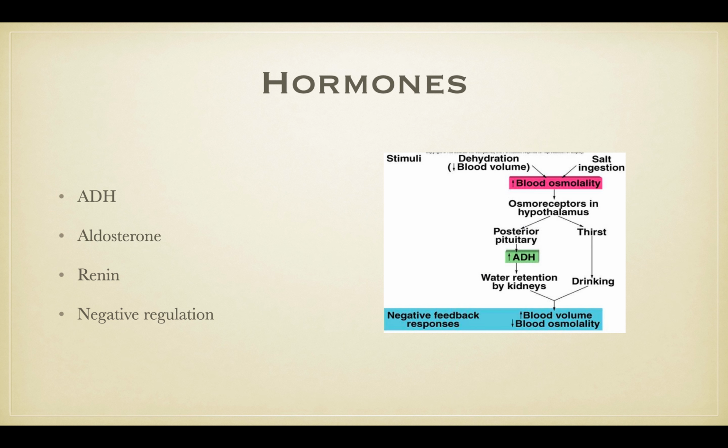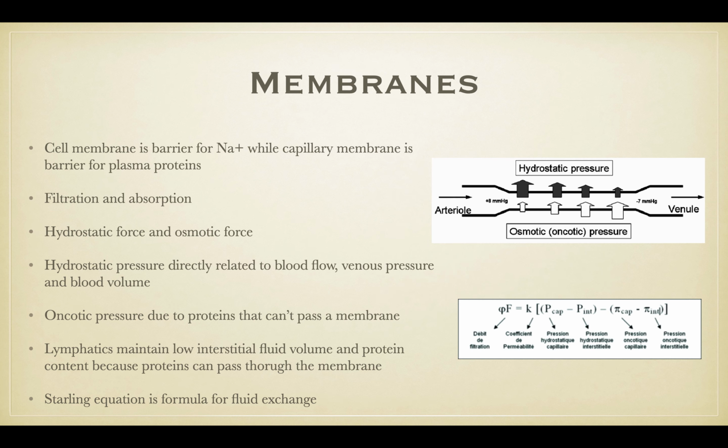So the hormones that regulate blood volume, it would mostly be antidiuretic hormone, aldosterone, and renin. That all feeds back on each other using the negative feedback responses. But as you can see here, if you eat salt or you're dehydrated, your osmolality will go up. There's more salt concentration, will be higher. So that will cause thirst, and that would be drinking. But more importantly, it's going to increase antidiuretic hormones in order to retain the water that you're drinking.